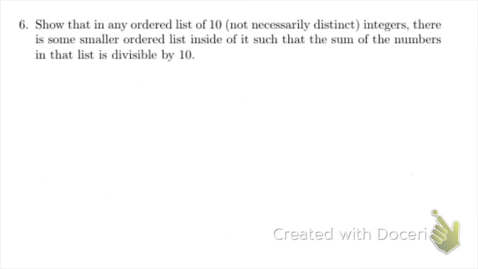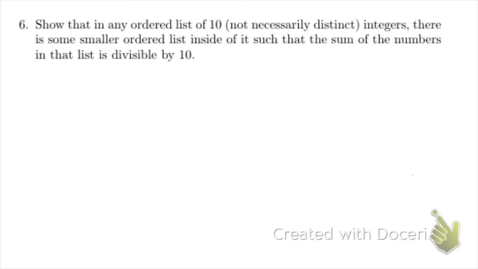Okay, so this is a pretty tricky problem. We're asked to show that in any ordered list of 10 not necessarily distinct integers, for example, it could be 1, 2, 3, 4, 5, 6, 7, 8, 9, 10, or that would be a different list from 1, 3, 2, 4, 5, 6, 7, 8, 9, 10. Those would be 2 different lists. We're asked to show that there is some smaller ordered list inside of it. So for example, in the first example from before, 3, 4, 5, 6 would be some smaller ordered list. And we want to show that the sum of the numbers in that list is going to be divisible by 10 for some ordered list in there.